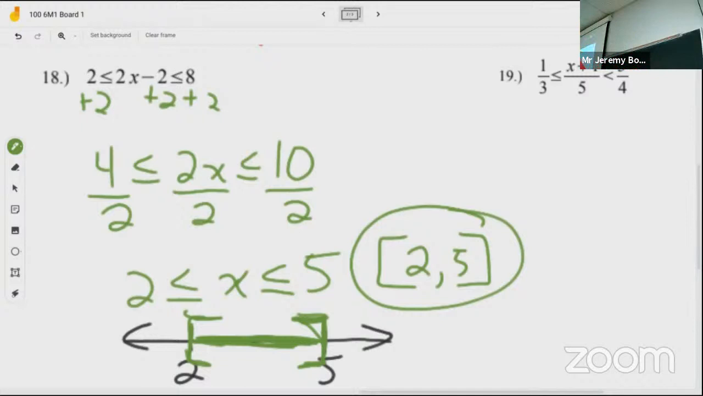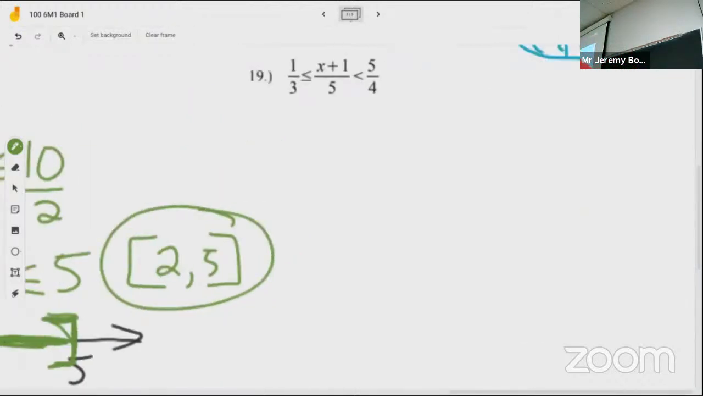All right, 19 is similar to 17, but we don't have an x in the denominator. We just got constants. And so we need to find the LCM of those denominators so we can multiply all the parts by that LCM to get rid of it. It's 3, 5, and 4. Well, we should do 3 and 4 first, which is 12. And then 12 and 5 is 60. So it looks like 60 is going to be our LCM, which is also 5 times 4 times 3.